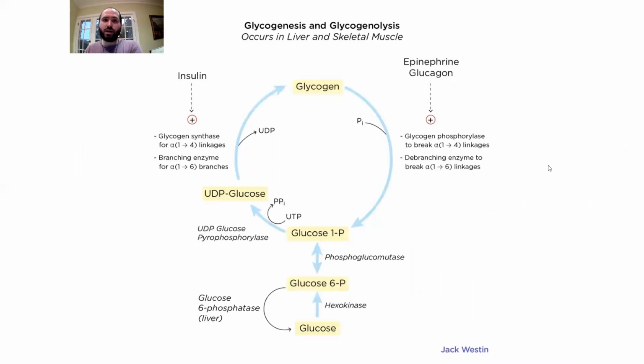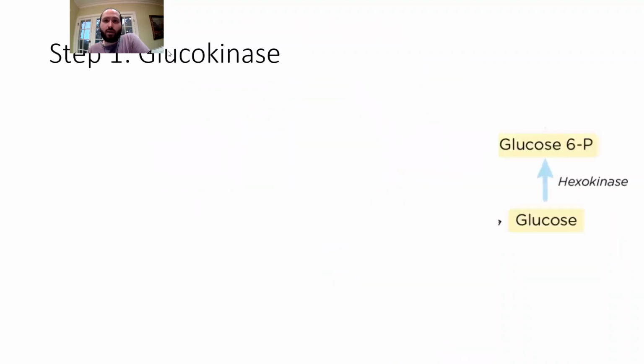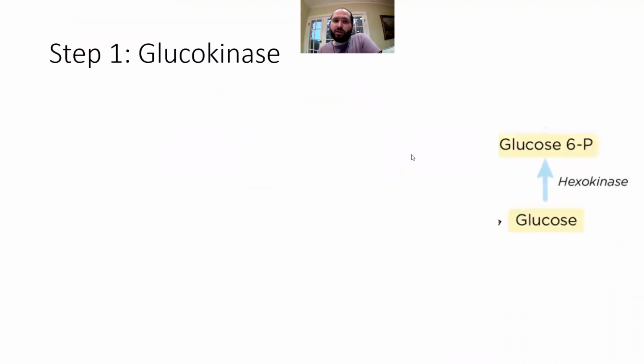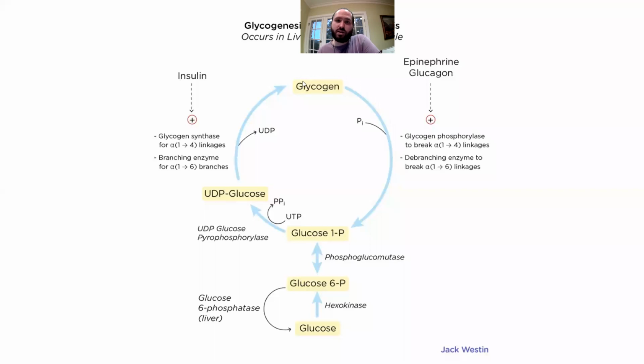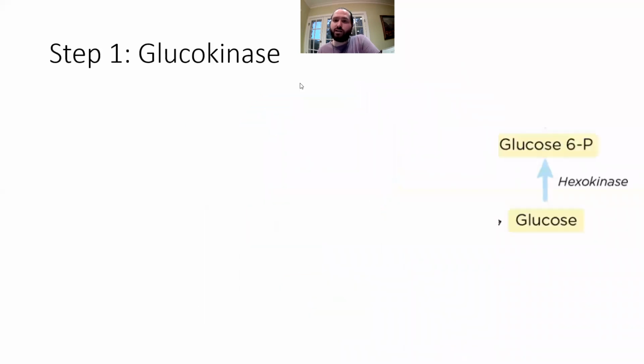Moving on, we have this nice Jack Weston diagram looking at the steps of glycogenesis and glycogenolysis. This is really all you need to know about these two processes. Step one of glycogenesis, so we're building up: we're going from glucose, glucose 6-phosphate, glucose 1-phosphate, UDP glucose, and then glycogen. So step one is glucokinase.